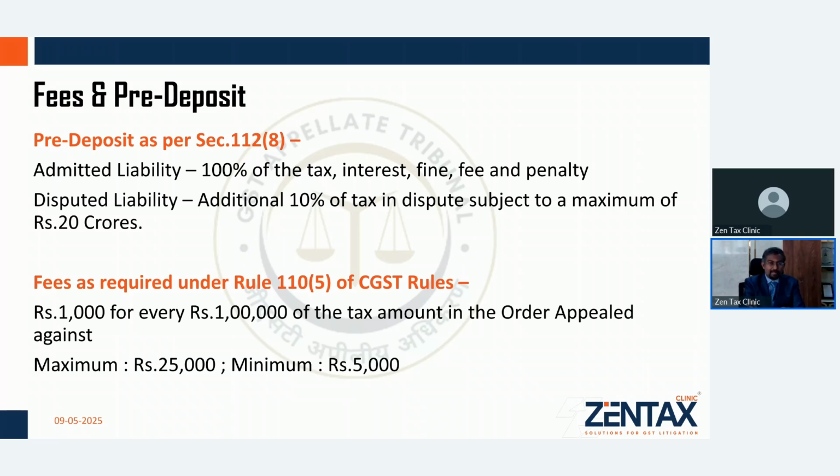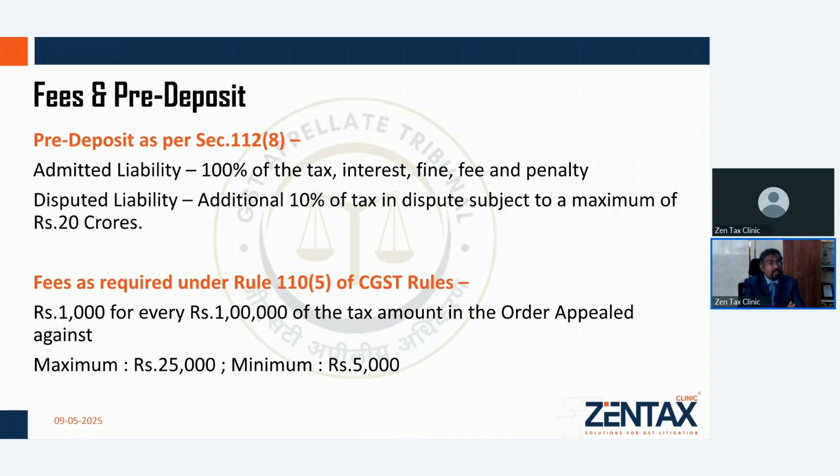So there is a mandatory pre-deposit. Initially, at the first appeal, 10%. Now at the second appeal, an additional 10% needs to be paid, in addition to the pre-deposit already paid. If the appeal is in your favor, then the pre-deposit will be refunded back, and there are some special provisions also relating to the same.